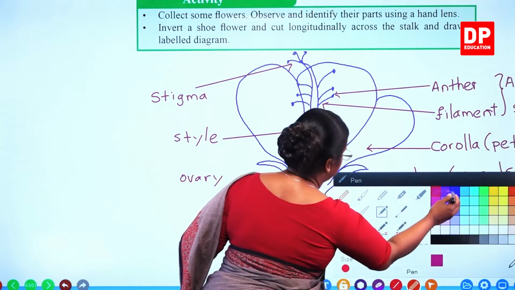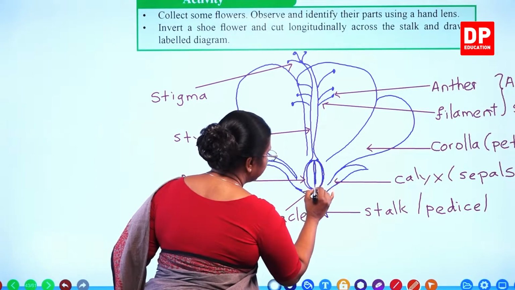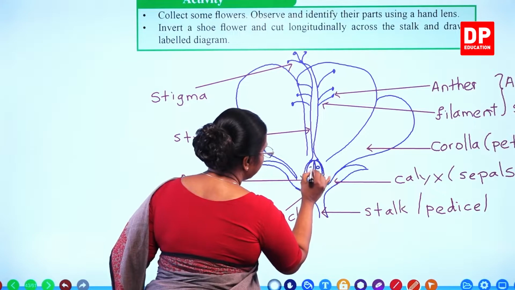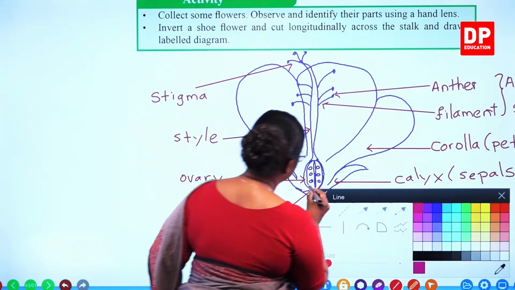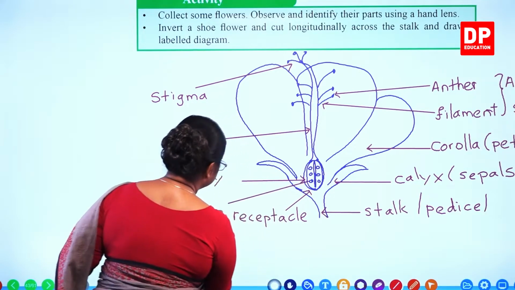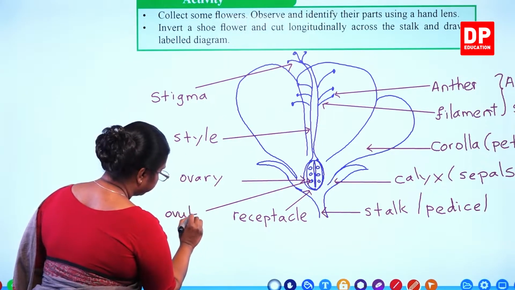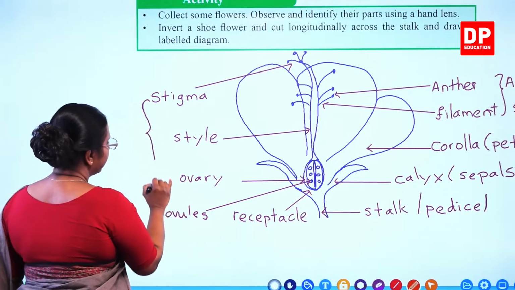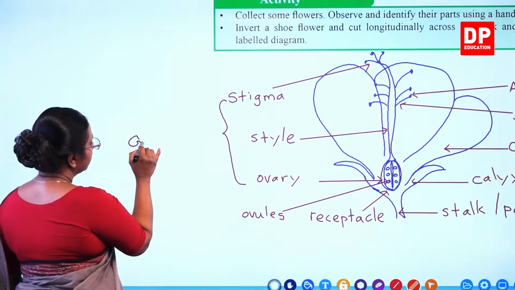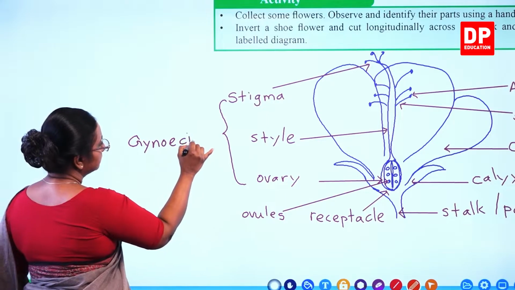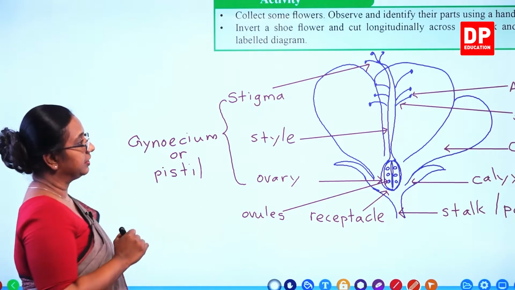Inside the ovary, what do we get? We normally have the ovary wall like this, and in the middle we have a structure where there are ovules. We can also label the ovules there. Those are the ovules. So stigma, style and ovary together is known as the gynoecium or pistil. Is that clear to you all students?